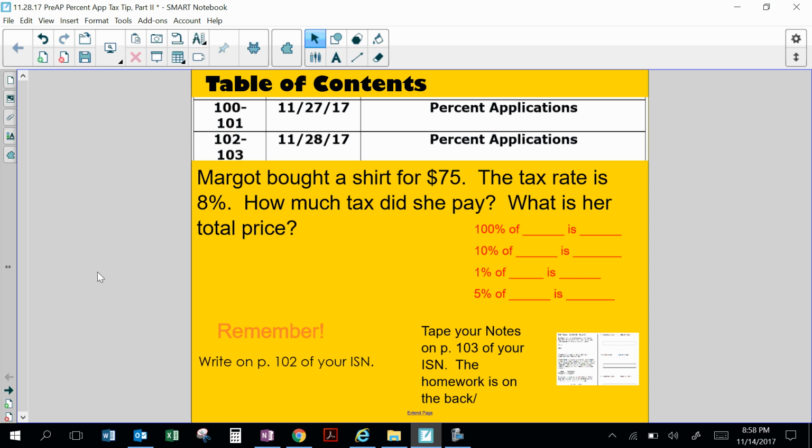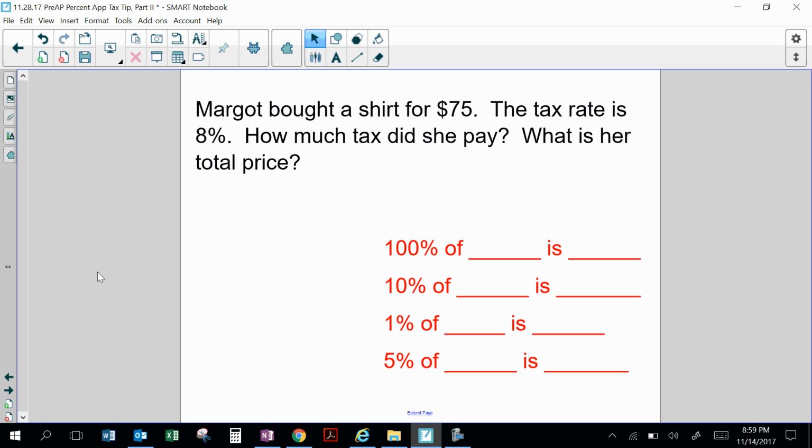Margot bought a shirt for $75. The tax rate is 8%. How much tax did she pay? What is her total price? Well, let's have more space. There are so many ways you can solve it. You can do a percent proportion, but I would like us to try to do mental math.